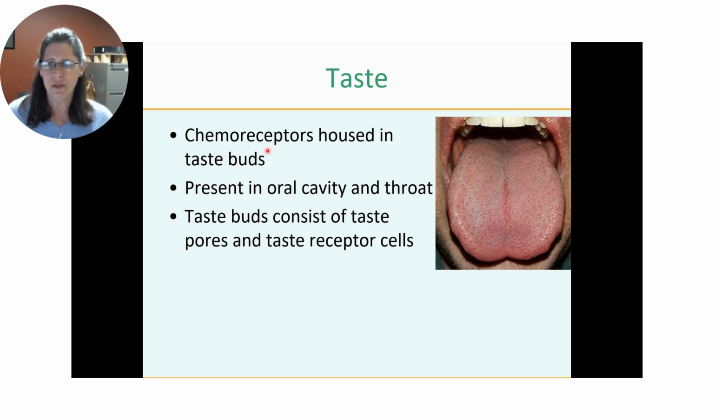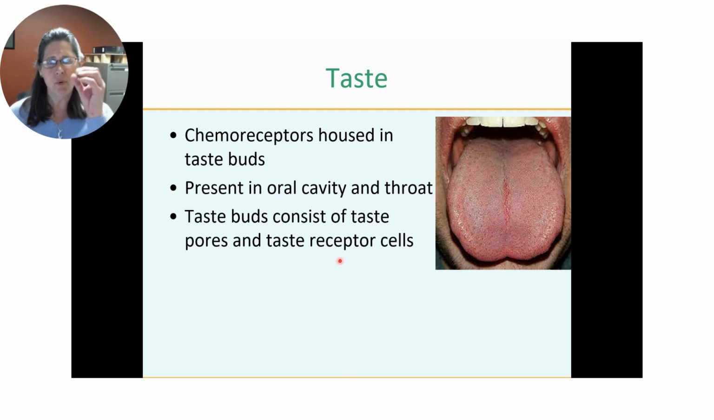For taste, we have chemoreceptors, and they're housed in the taste buds that are within the papillae on our tongue. All these little bumps are called the papillae, and the taste buds are embedded in there. I'll show you in another picture. We've got some in the oral cavity and the throat. They're probably more active as infants, and not as active as an adult. But the ones on the tongue are.